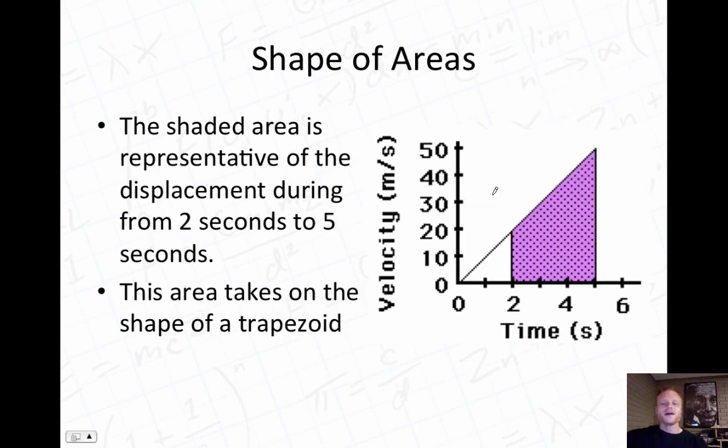Here we have another object that starts at time 0 and it's not moving, and it accelerates constantly until it gets up to a max speed of, I don't know, maybe 50 meters per second. What I'm interested in is the displacement of this object from 2 seconds to 5 seconds. I started at 2 seconds, drew a line here, and then at 5 seconds, drew a line there. Now we have this purple shaded area, and it's not really a rectangle, it's not really a triangle, this is a trapezoid. So we're going to use a formula for calculating a trapezoid.